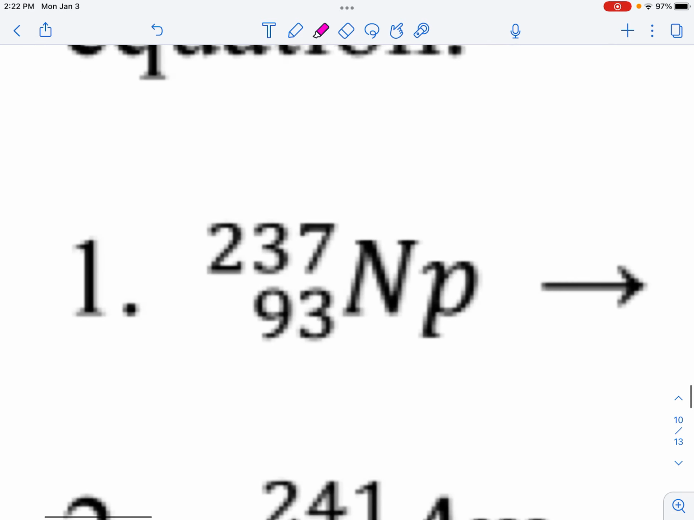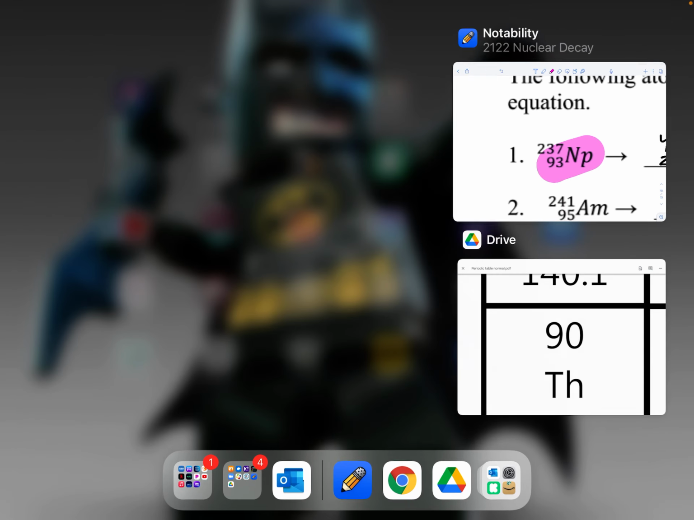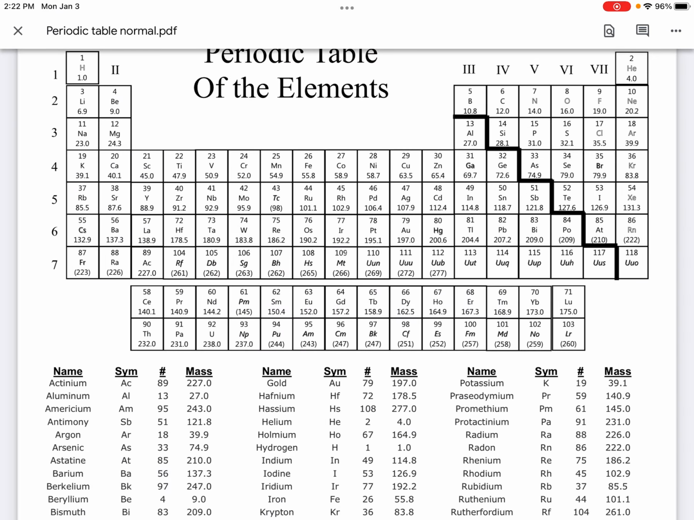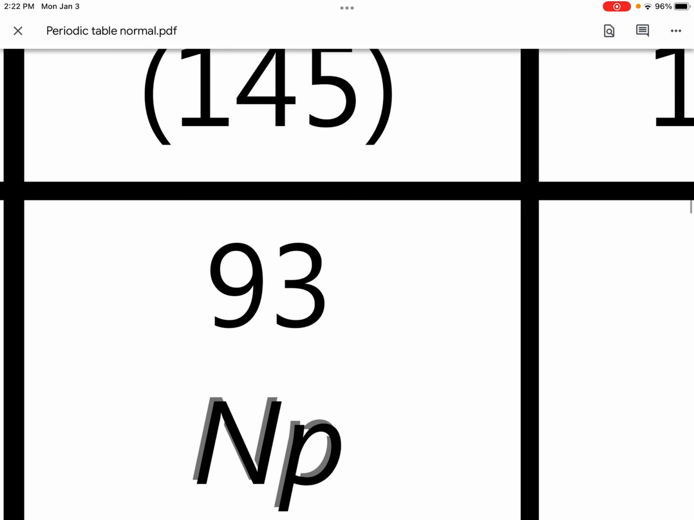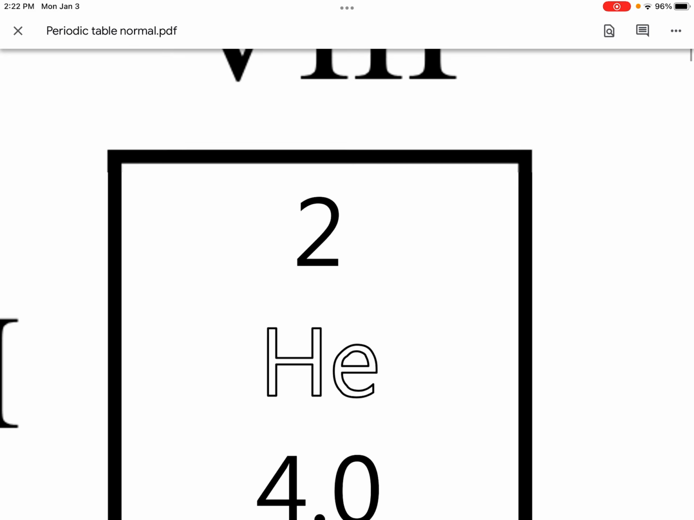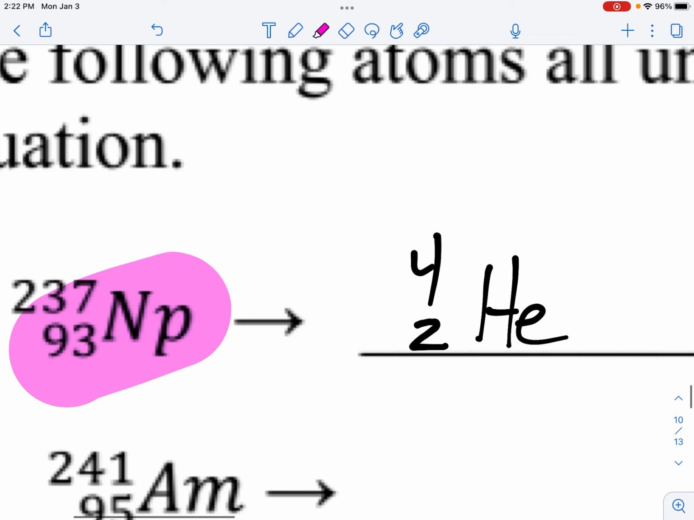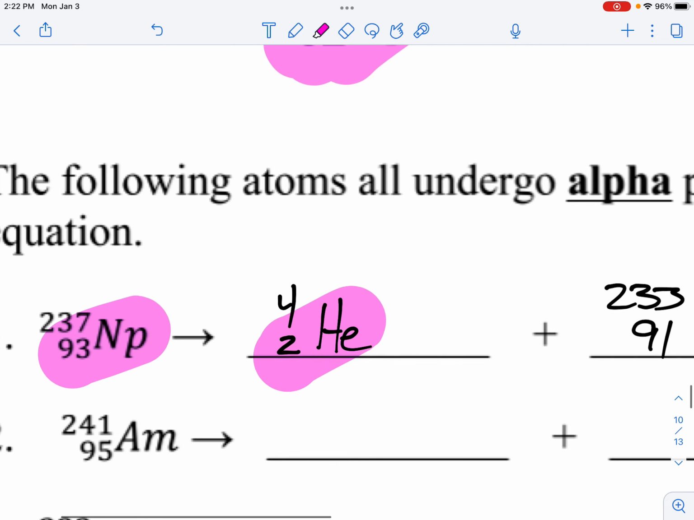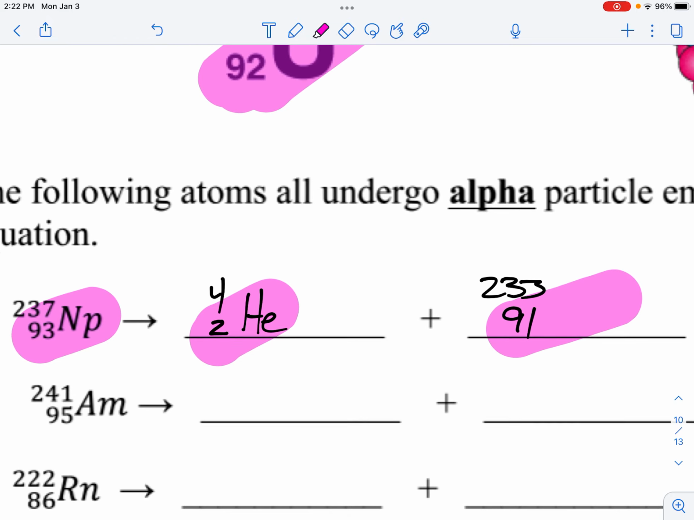So over here, we started with number 93, which is neptunium. So here's number 93 on the periodic table, neptunium, there he is. And we gave off helium, which was number 2. There we go. We gave off 2 of those protons. So what element are we left with? Well, we're left with element number 91. We just don't know what that element is. We just got to look it up.